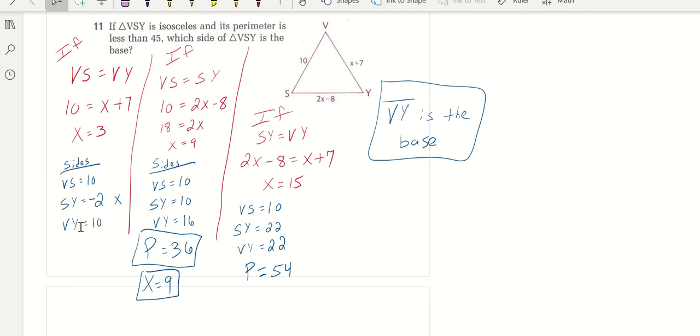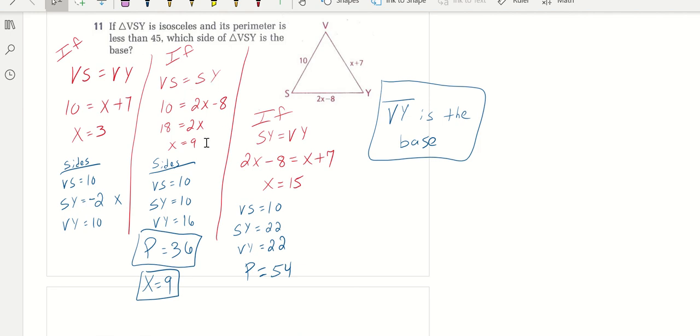Hopefully, if we do everything right, only one of them satisfies what we are looking for, satisfies the criteria laid out by this problem. That criteria being the perimeter is less than 45. What if VS is equal to SY? This is another possible scenario. Well, VS is 10, SY is 2x minus 8. We solve for x, we get x equals 9.